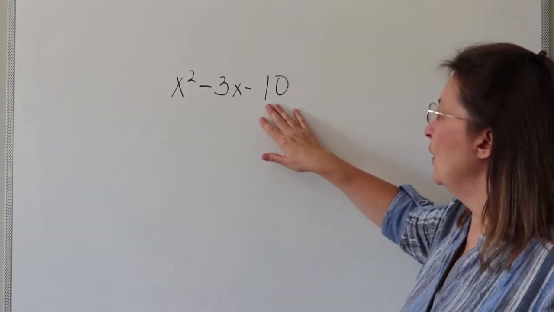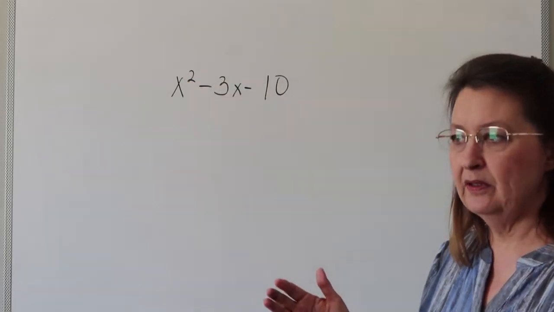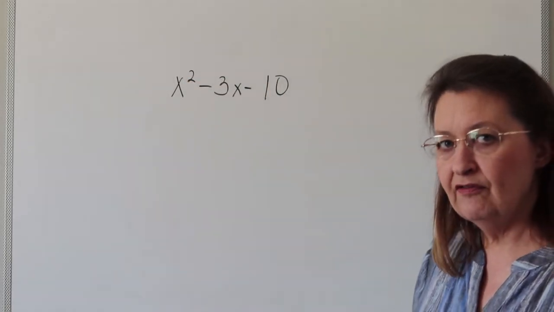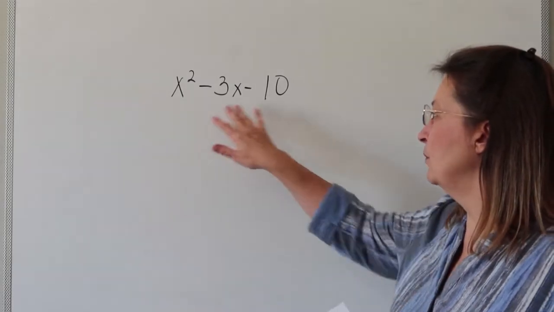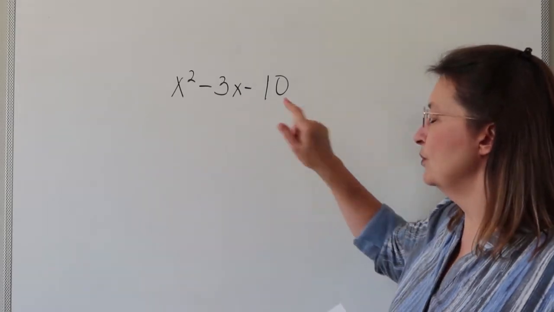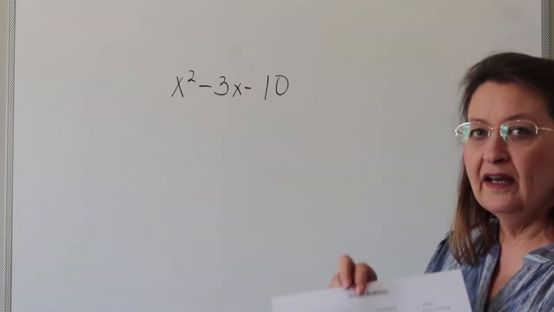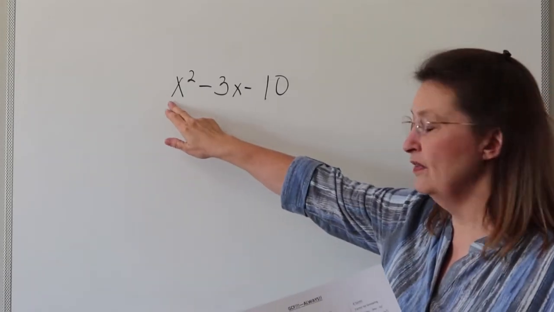Alright, so we know we have to factor a quadratic. We know it's a quadratic because there's an exponent. So then you go through your analysis. First of all, is there a greatest common factor? No, so we're good to go. Count your terms. 1, 2, 3. And we've already decided that we're going to use the first kind of trinomial because there is nothing there.